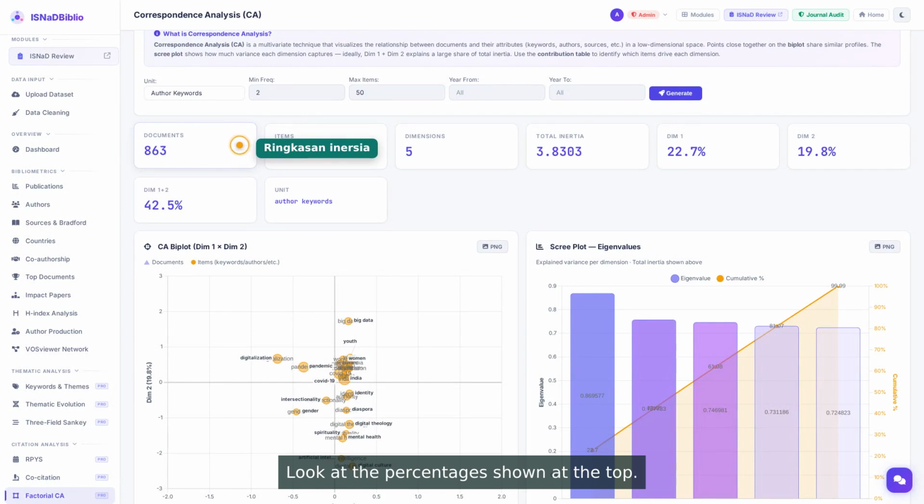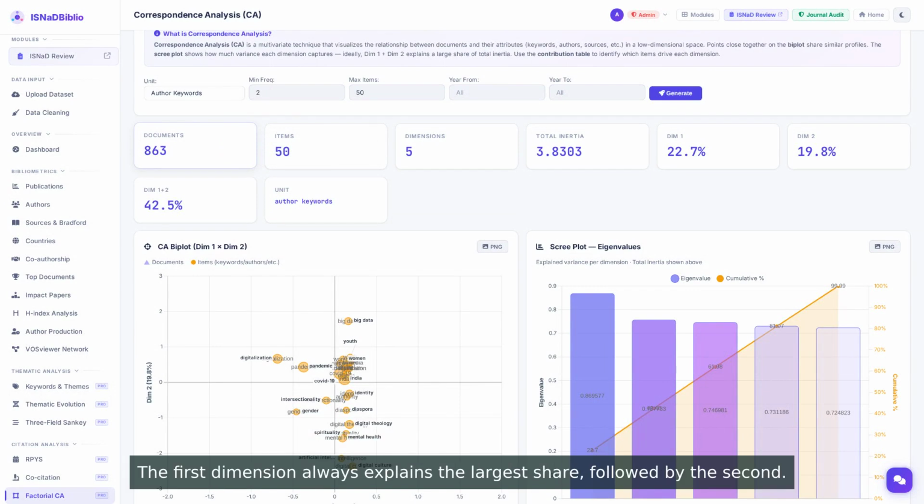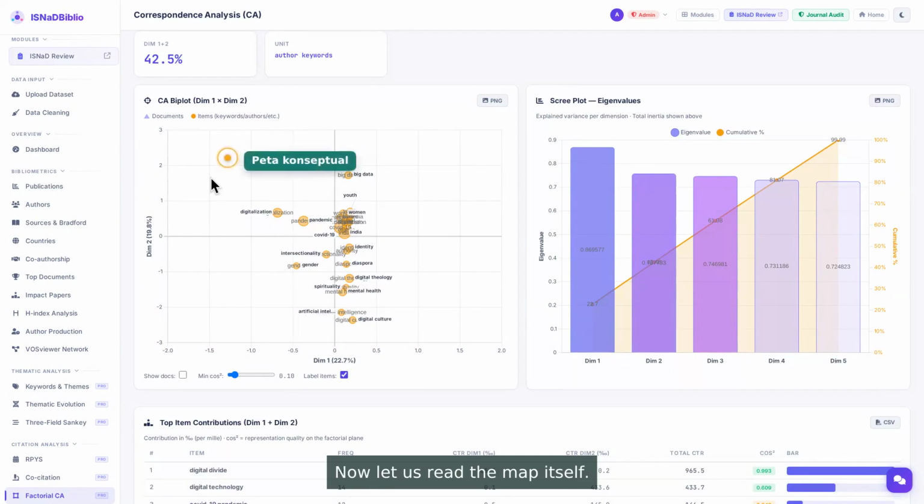Look at the percentages shown at the top. Those figures are called inertia, the share of the data variation that each dimension manages to explain. The first dimension always explains the largest share, followed by the second. If the two together are still low, the map only captures part of the structure in the data. So, treat a two-dimensional map as a simplification, not as the whole picture.